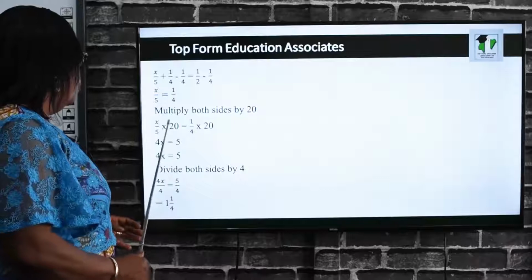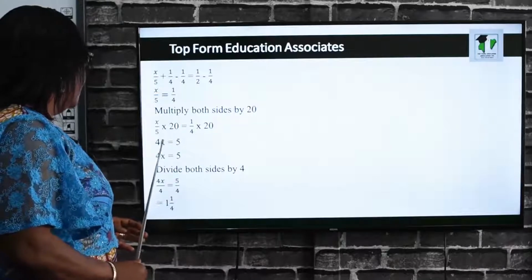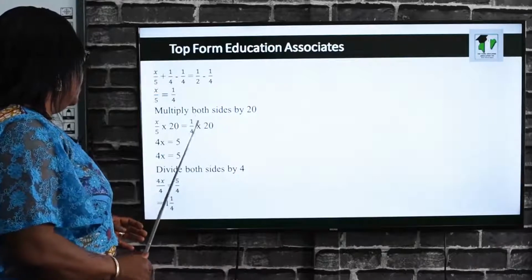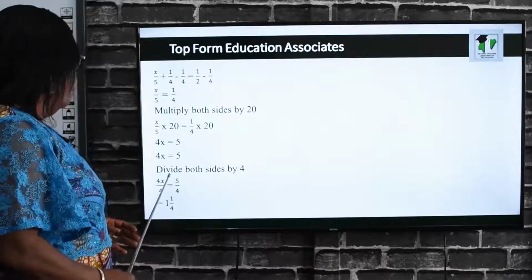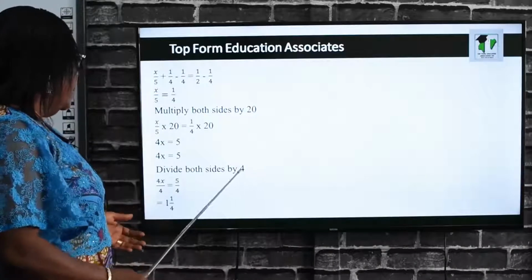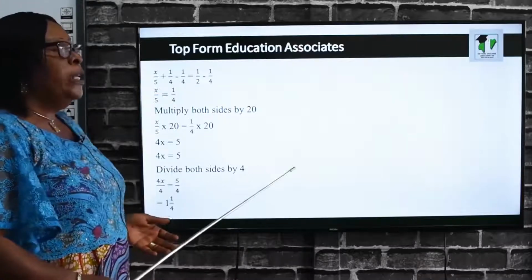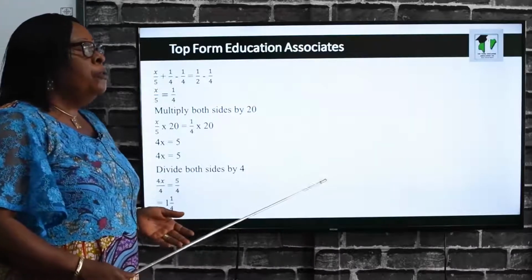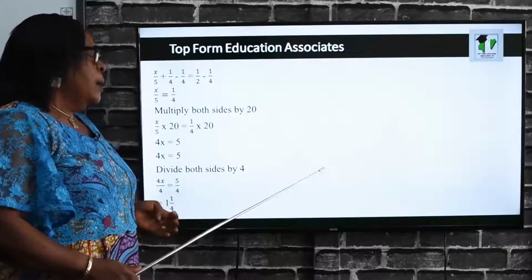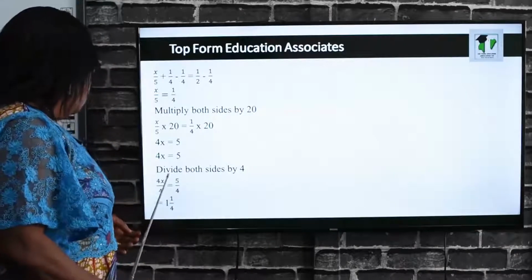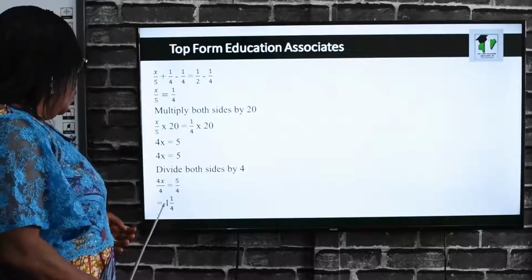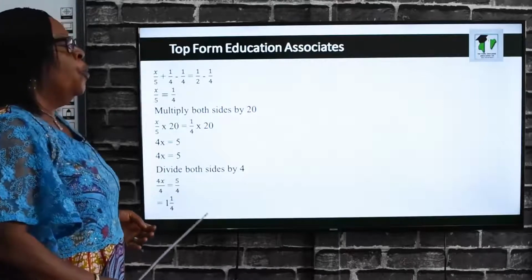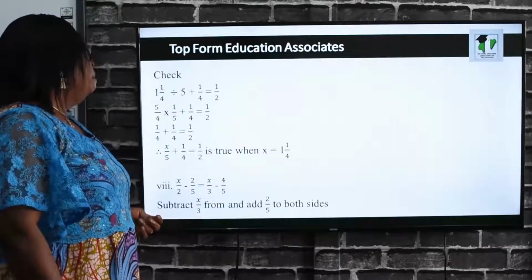4x, 5 into 20 gives us 4. 4x is equal to, 4 into 20 gives us 5. So 4x is equal to 5. We divide both sides by 4 because we are looking for the value of x and not 4x. So 4x over 4 is equal to 5 over 4. So x is equal to 5/4.